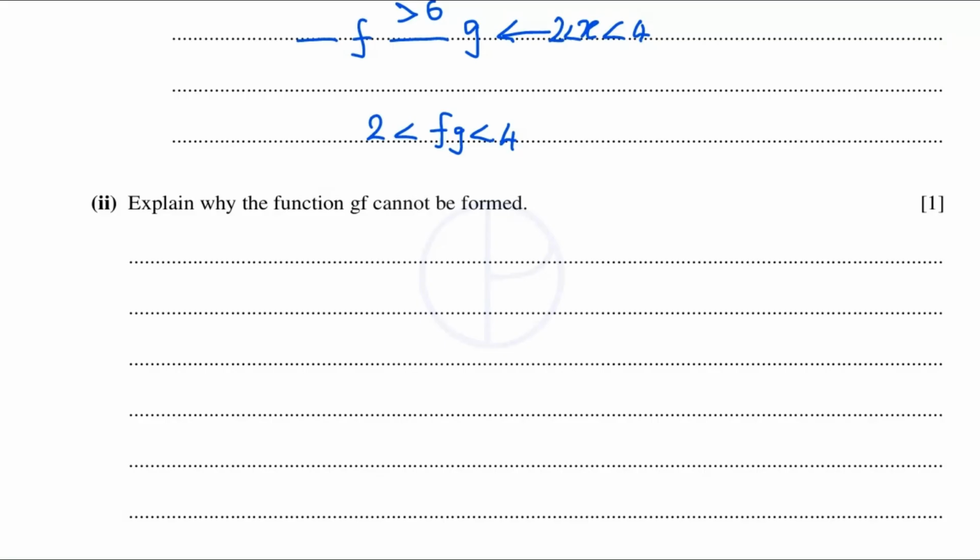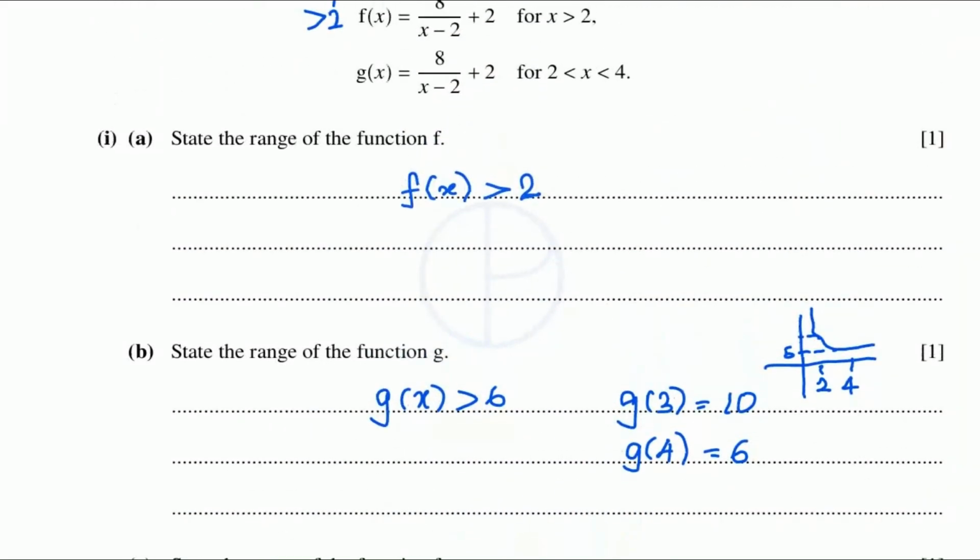Explain why the function gf cannot be formed. A composite function can be formed if the function f's range belongs to the domain of g. Let's check here. The function f takes an input which is greater than 2 and gives an output which is greater than 2, which is given to the function g. But the function g takes values between 2 and 4 only.